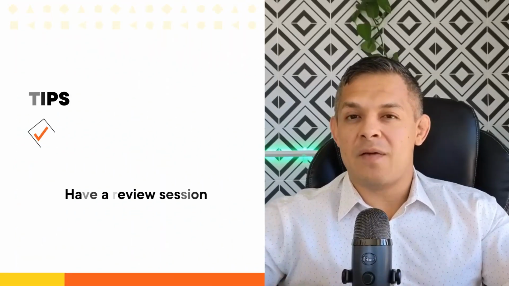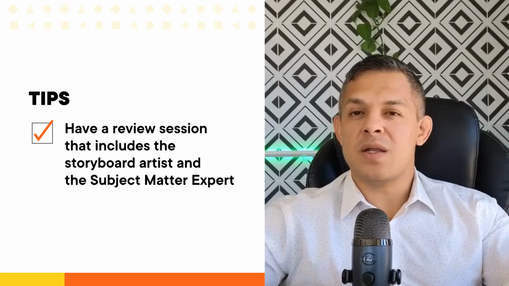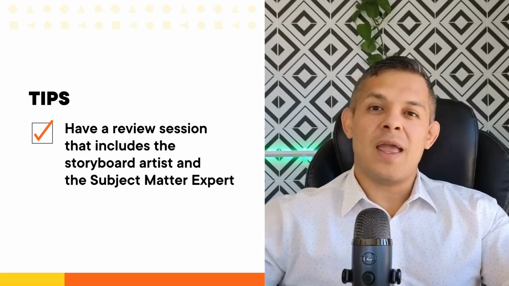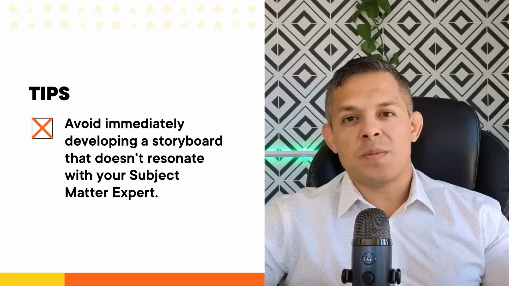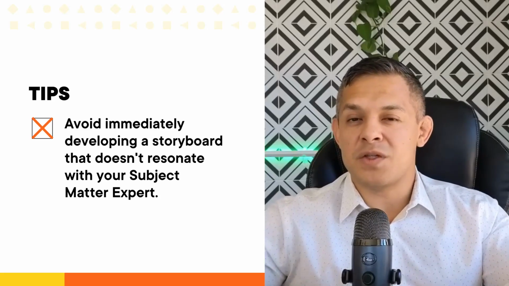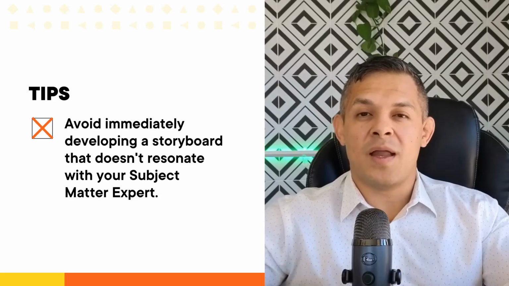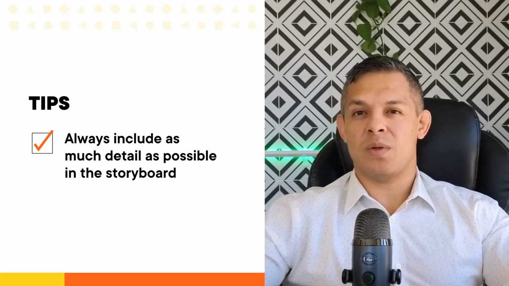The first tip I have for you is to set up a call with your subject matter experts, going scene by scene with the storyboard artist and the subject matter expert so they can blend ideas and mesh them together. What you don't want to do is go from a script and have your storyboard artist produce something that doesn't necessarily align to the vision of the subject matter expert in a way that aligns with the content. Now, tip number 2 is relatively easy. What you want to make sure you do is include as much detail in the storyboard as possible.